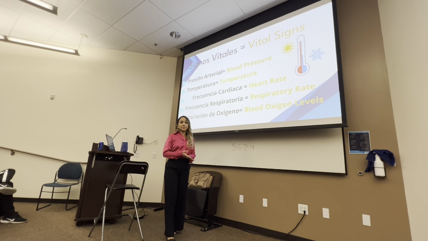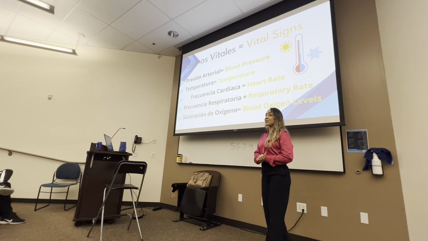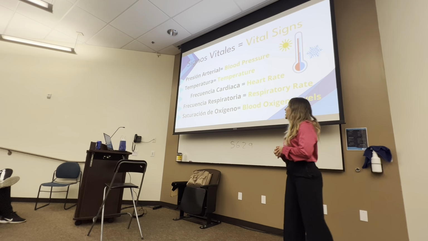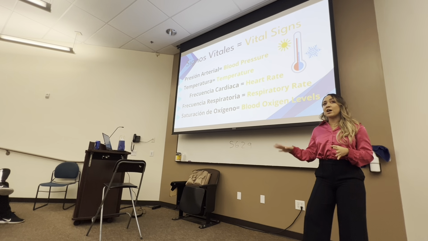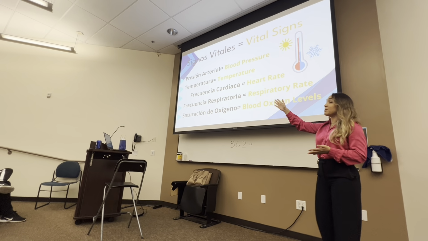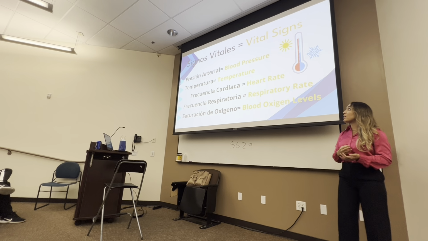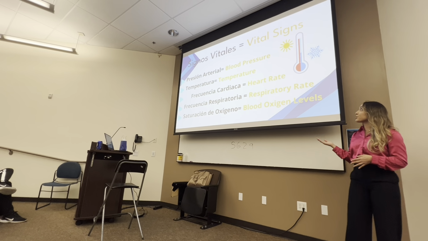Vital signs. These are very important. I'm not gonna go into the details of how to read them, because that's completely for a different talk. But I just want you guys to get familiar with how it's gonna look written down on paper. So for blood pressure, it's gonna be presión arterial, which translates directly to arterial pressure, but in English we commonly use blood pressure.